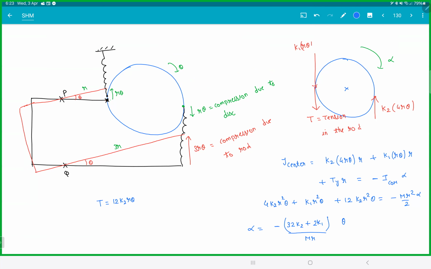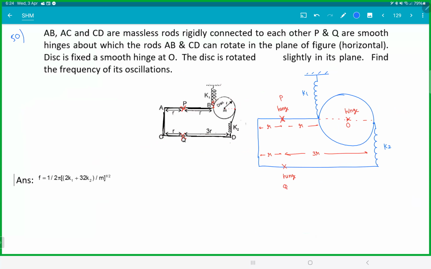The most common mistake in this is they forget this part, the r theta. Either they forget this or they forget this. That K2 spring is actually getting compressed from both sides. When you rotate by theta, the upper disc is pushing down and the lower rod is pushing up. The spring will get compressed by 4r theta. Whereas the upper spring will be r theta because the spring is not connected to the rod. It is connected to the disc. Clear?